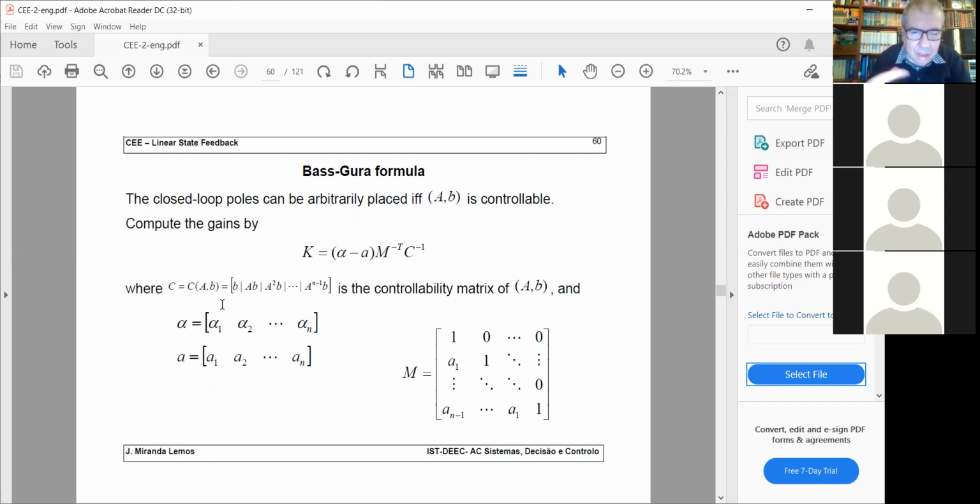Now let's think about state feedback, okay? Where do you see this effect of making the system very fast and the gains becoming very big? Where can you see this in the Bass-Gura formula?